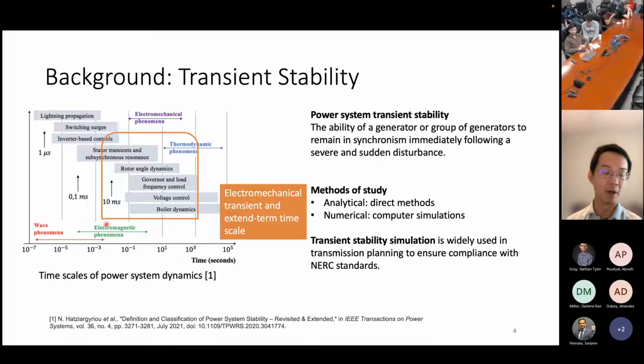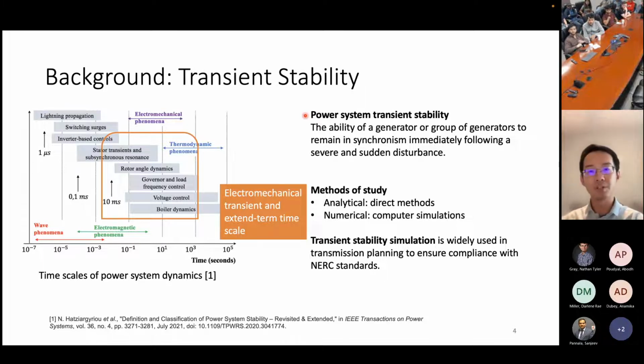In the time frame of milliseconds to a few seconds, there is one region that we call the electromechanical transient timescale. This is driven by the rotating mechanics and the control in the electrical part. And stretching it to the longer timescale, we have the extended-term timescale, but these all fall into the power system transient stability time frame.